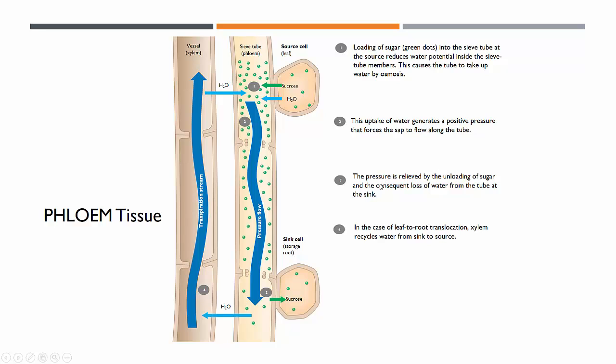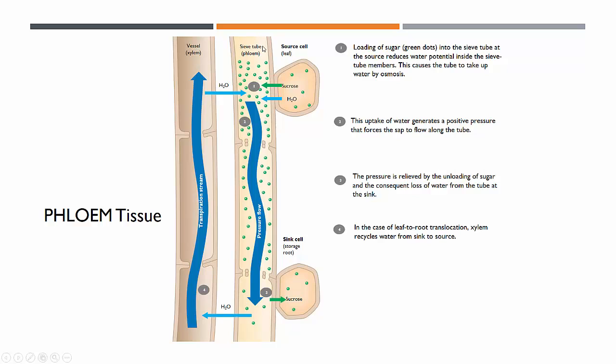The pressure is relieved by sink cells, so cells that are requiring the sugar. They actively pull the sugar molecules into the cell so that they can use them or that they can store them. And so by pulling the sugar molecules out, they reduce the solute concentration, and water will squeeze back over, or diffuse, or move via osmosis into the xylem tube, and the process can start all over again.